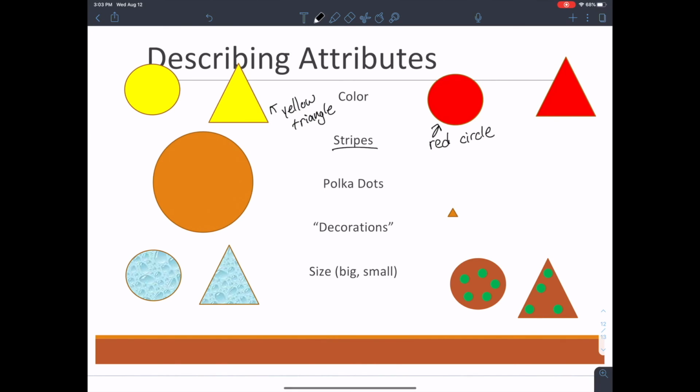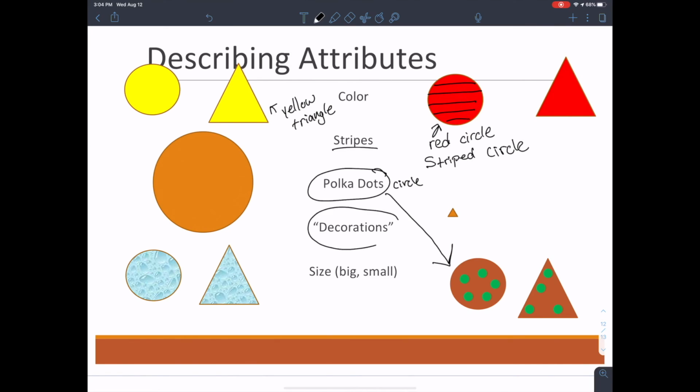Same thing with stripes. If you see a circle with stripes running through it, you're going to put striped circle. Next one is polka dots. If you see polka dotted circles or triangles, you're going to put polka dot circle. Decorations. This one is not looking like a regular triangle. It's decorated in the inside. It has little droplets of water. If triangle is small, you're going to be writing about a small triangle.